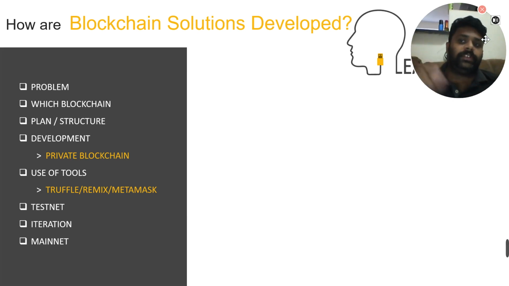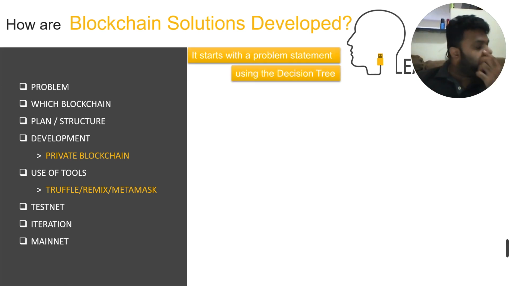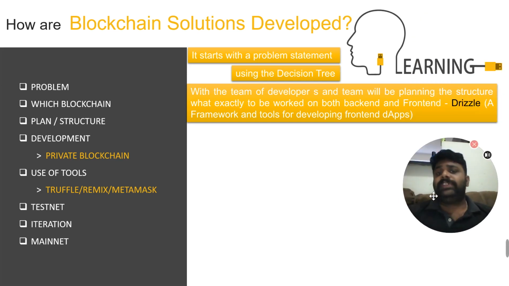So how are blockchain solutions developed here? For developing a blockchain, you should focus on these steps. First, it starts with identifying the problem statement, and then it comes to your decision tree, what kind of distributed network you are going to use. Next, the plan and structure relies on your developers. Your development team will plan the exact structure: what will be the back end, what will be the front end, and what we should use in order to solve the problem for the people.